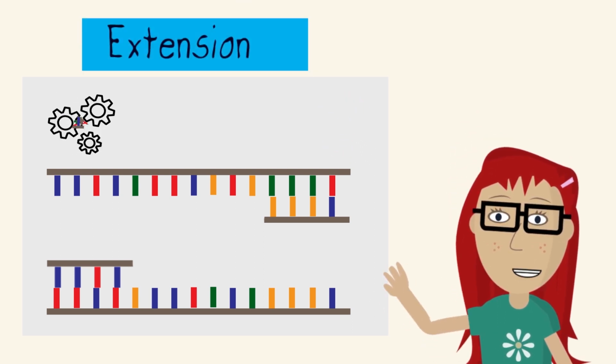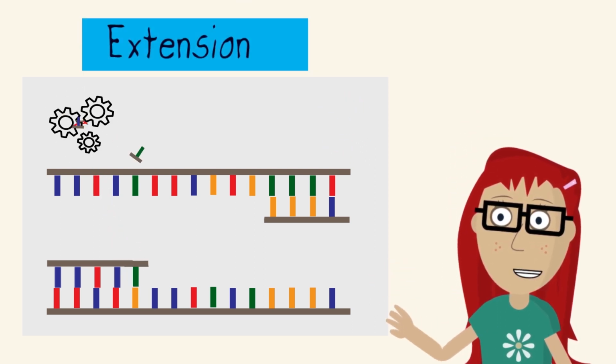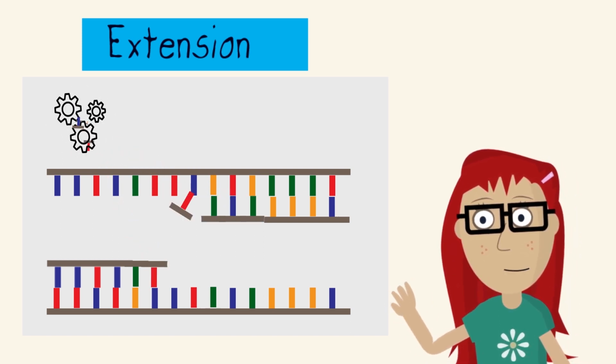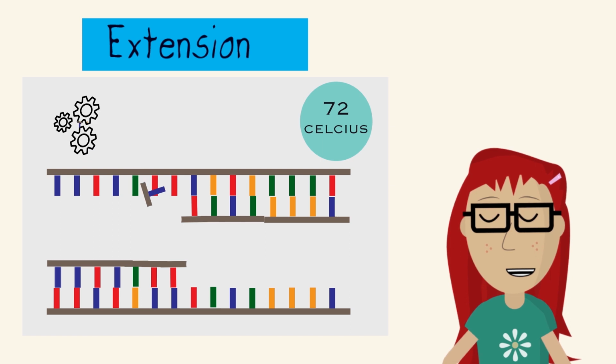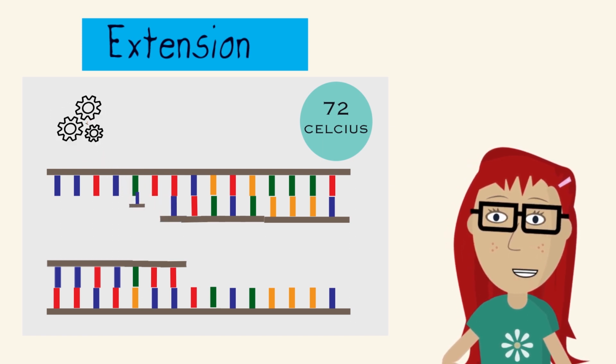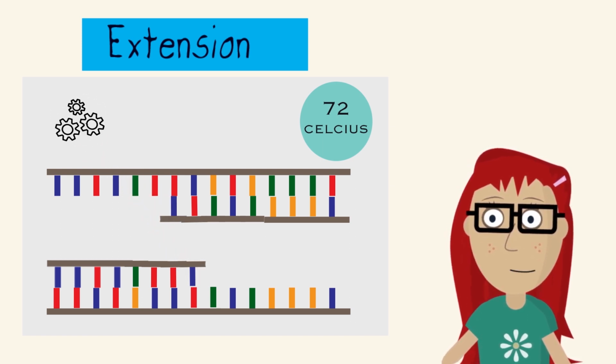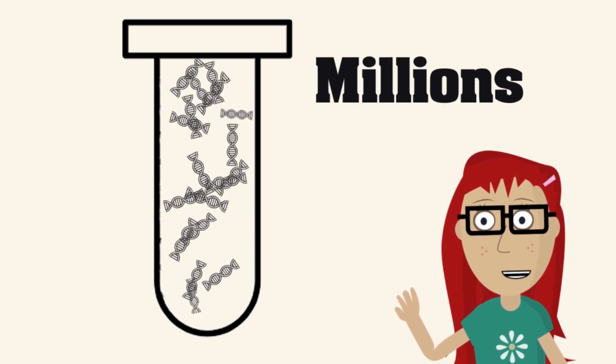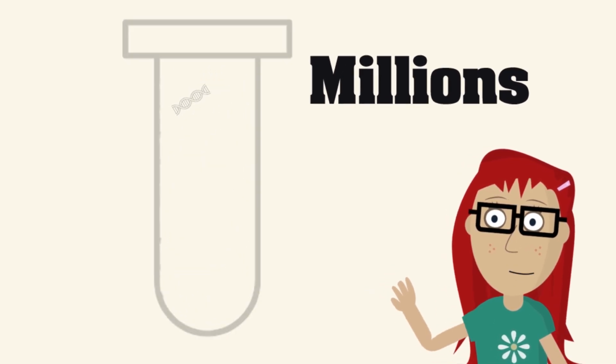Then polymerase starts to add complementary deoxyribonucleotides to the 3' end of the template strand. This happens at about 72 Celsius, which is ideal for the polymerase activity. In such a way PCR produces millions of copies of desired genes within a small time.